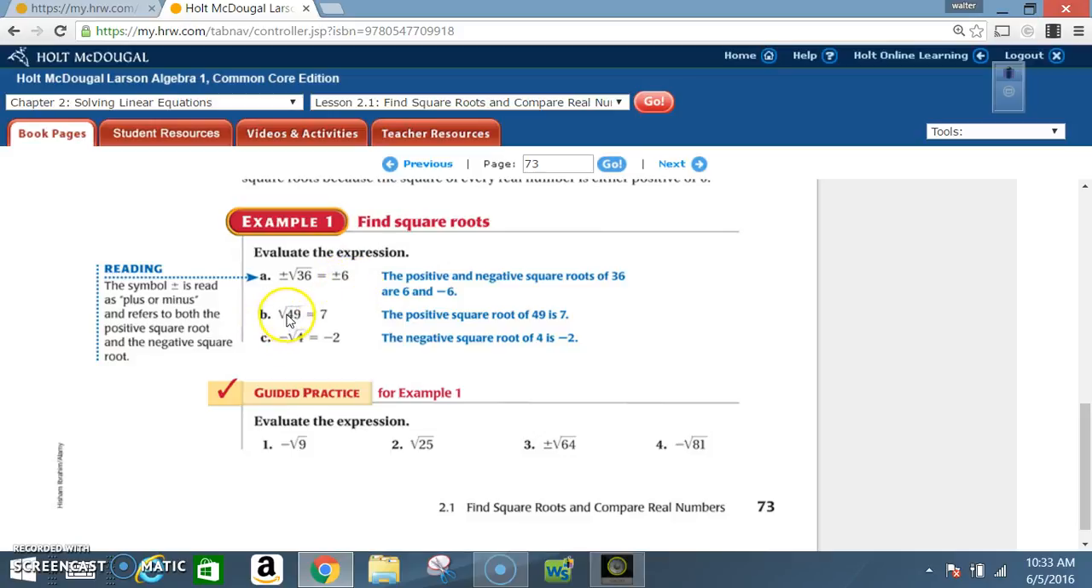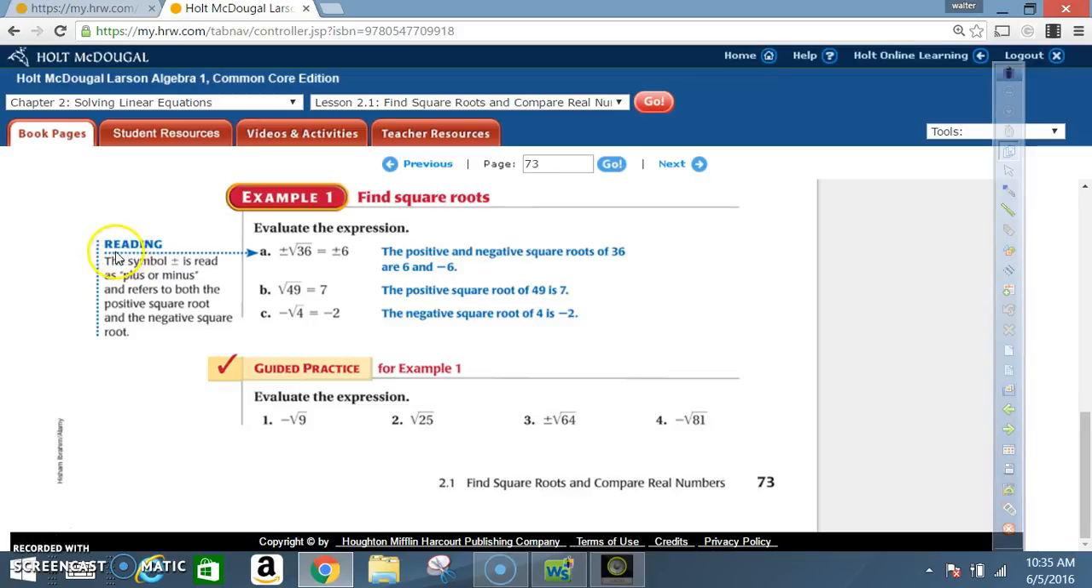B. The square root of 49 is equal to 7. The positive square root of 49 is 7. C. Negative square root of 4. What you do here first is compute the square root of 4, which is 2, and that negative sign comes along for the ride. So the negative square root of 4 is equal to negative 2. Once again, the symbol plus or minus is read as plus or minus and refers to both the positive square root and the negative square root.